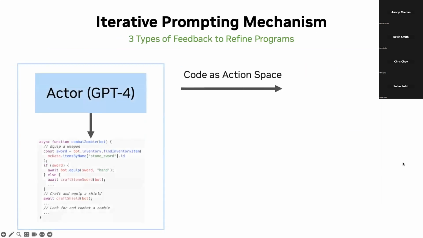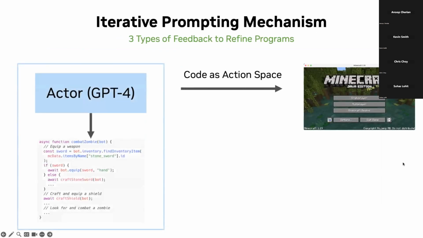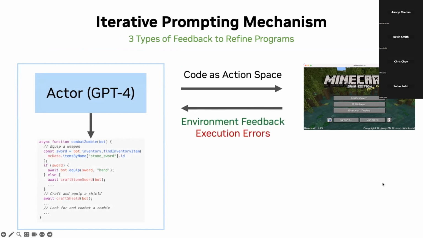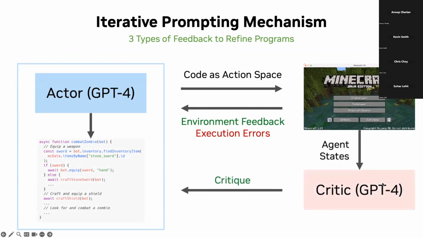But the code that GPT-4 writes isn't always reliable, and it usually doesn't get it right on the first try. So we developed an iterative prompting mechanism to refine the program. There are three types of feedback that we can use to make this code better. The first one is the execution error from the JavaScript interpreter. The second is the environment feedback, whether you are able to achieve the task or not.